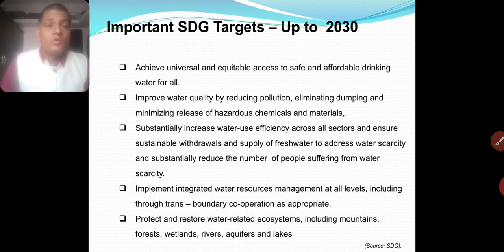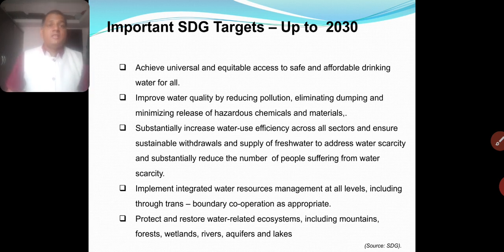Secondly, improve the water quality by reducing pollution. So you have to improve the quality of the resources through reduction of pollution, eliminating dumping and minimizing the release of hazardous materials. Most of the cities as well as some industries discharge their effluents or dispose of their waste into or near the water bodies, and it contaminates the water resources. So that should not happen in that particular area. For that you have to work on it. That is our second target.